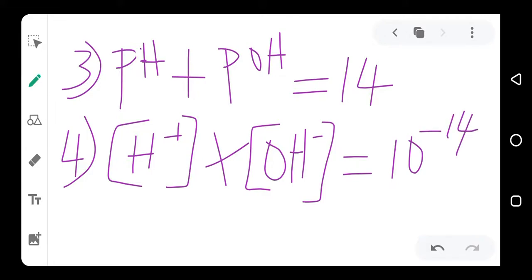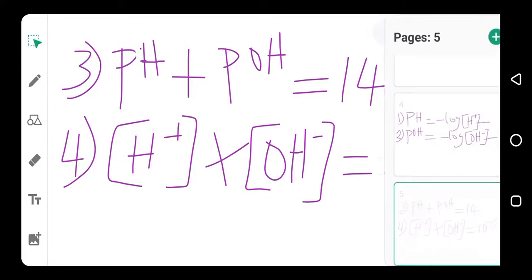Note the difference between 3 and 4. In 3, we are talking about the sum of pH and pOH, and the two of them give us 14. But in 4, we are talking about products, that is multiplication of hydrogen ion concentration and hydroxyl ion concentration, and the product of the two of them gives us 10 raised to power minus 14.